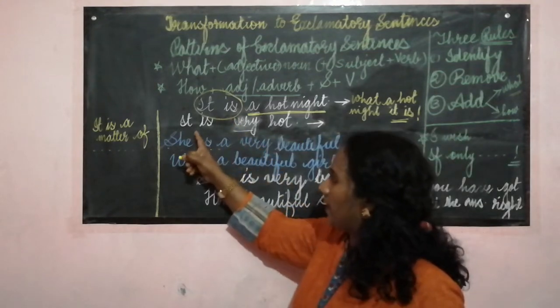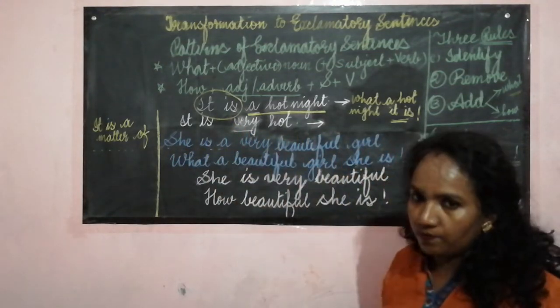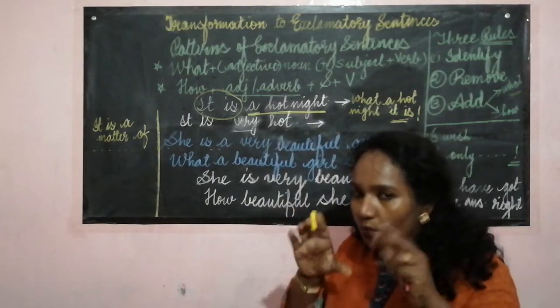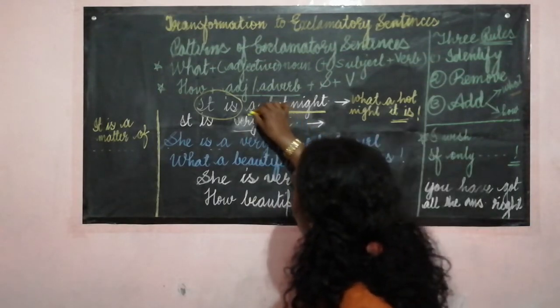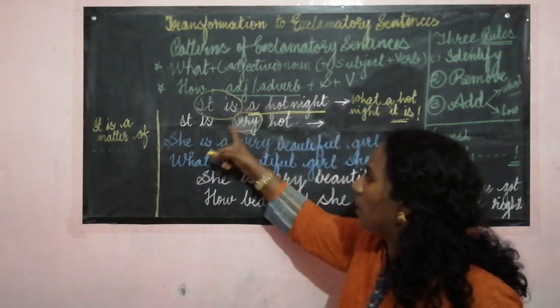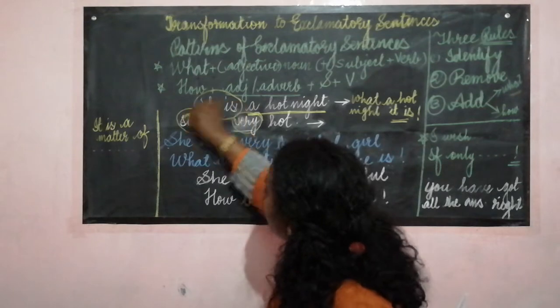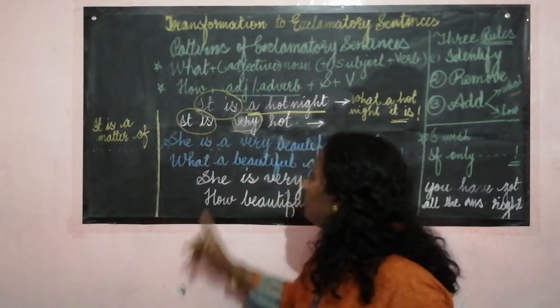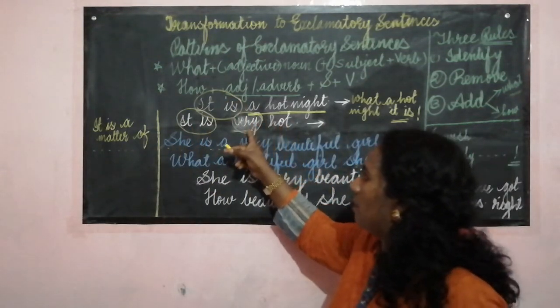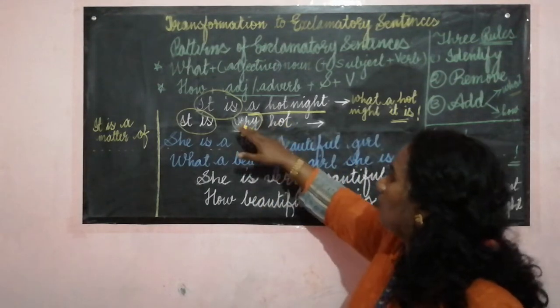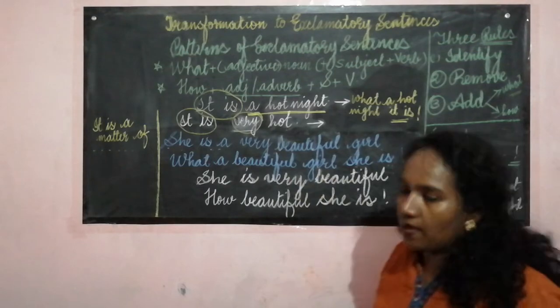Now let us look into the second example. It is very hot. Here hot or the heat is described, further given more stress with the word very. And there is no a before this. First of all, let us take out it is, which is the subject and the verb. And very hot, hot is described further or given more stress with very. It is very hot. So very hot is just an adjective.